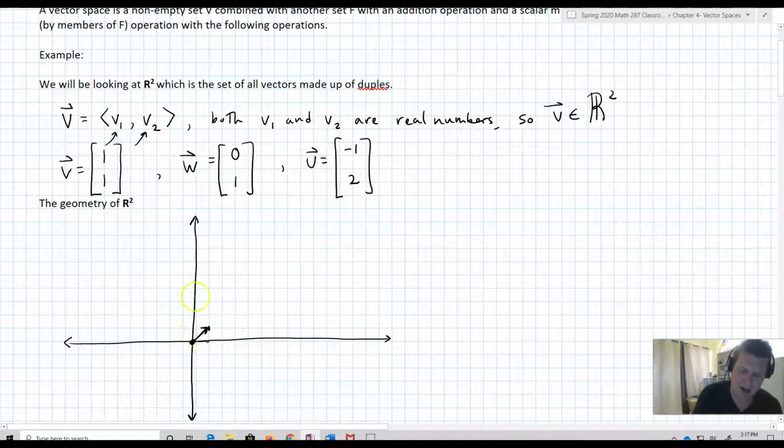So this one here is V, okay? Let's say, for example, we have W. W was 0, 1, so here's W, okay? And U was negative 1, 2. Let's actually make it negative 1, negative 2, make it a little bit easier to see. Negative 1, negative 2, okay?